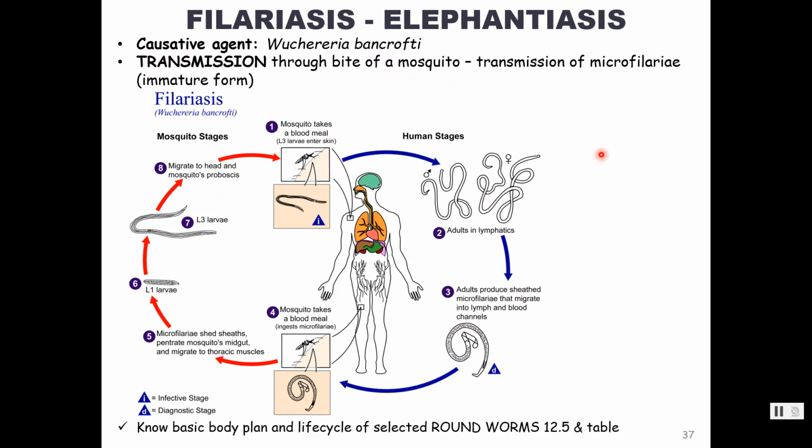Okay, so our next one is going to be, the disease is filariasis, and another name for that is elephantiasis. So the causative agent, another one of my favorites, is Wuchereria bancrofti. This is going to have an arthropod vector, through the bite of a mosquito.